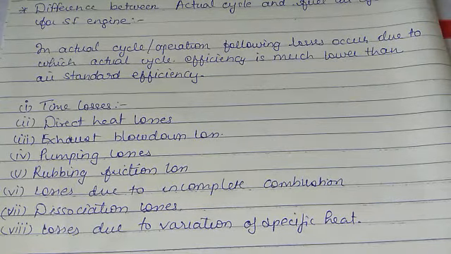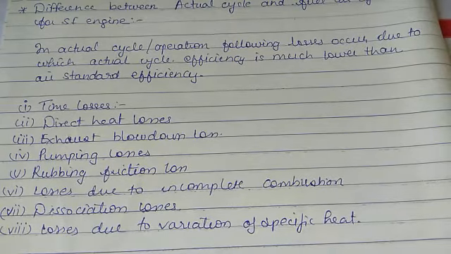The next point is the rubbing friction loss. This is the loss due to rubbing or friction between the piston and cylinder walls, friction in various bearings, and also the energy spent in operating auxiliary equipment such as the cooling water pump, ignition system, fan, etc.